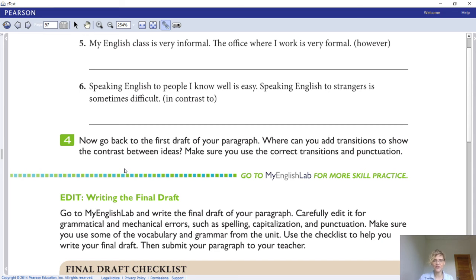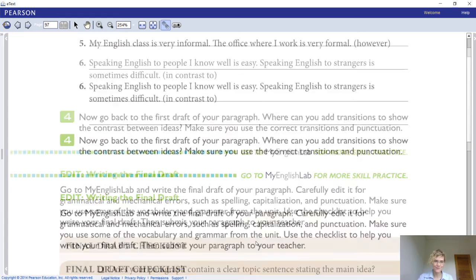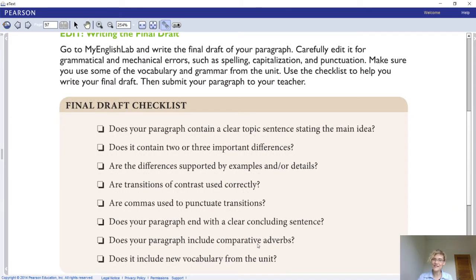Now you go back to the first draft of your paragraph. Where can you add transitions to show the contrast? Have you used clear transitions in your writing already for your journal? And make sure you use the correct transitions, the correct punctuation. Use the vocab and grammar from this unit. Good. Okay, and then you can edit basically your final draft.